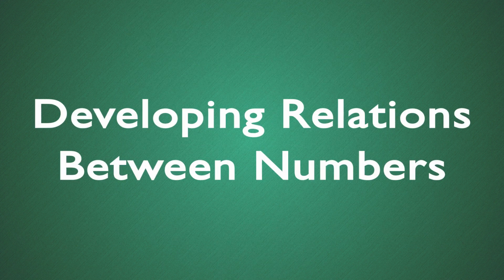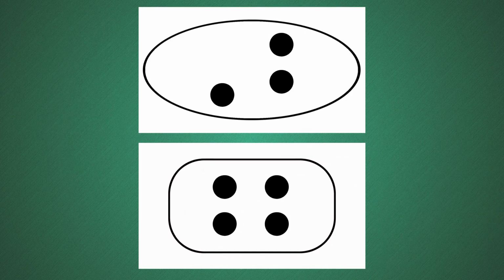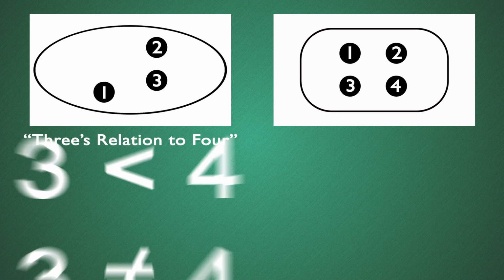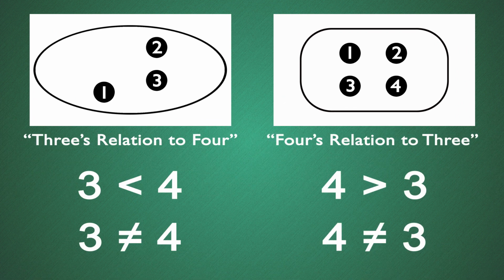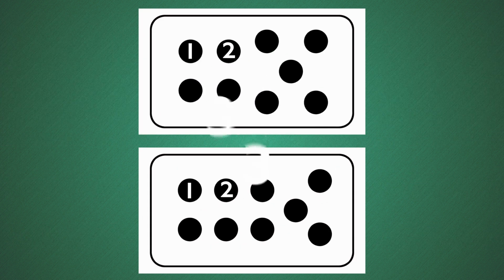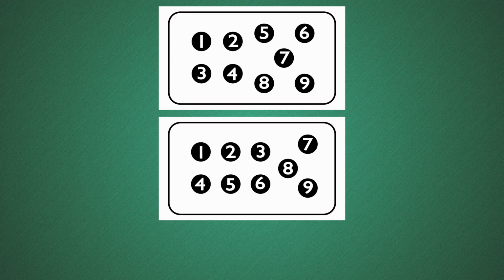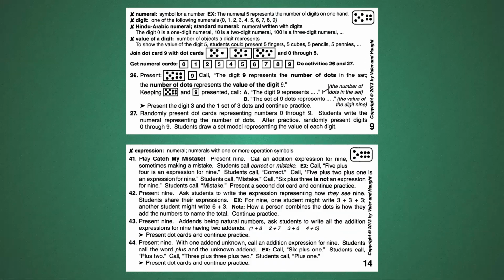When developing relations between numbers, present dot cards 3 and 4 and state how many dots are in each set. Compare 3 and 4 and name 3's relation to 4. Name 4's relation to 3. How many dots are in each set? Compare 9 and 9 and name their relationship. Remember, all these activities are on the backs of the dot cards.